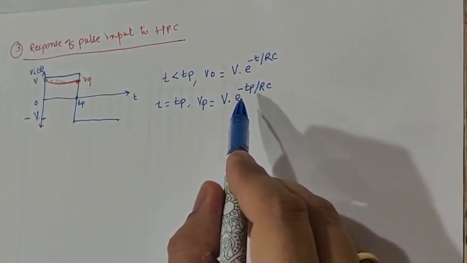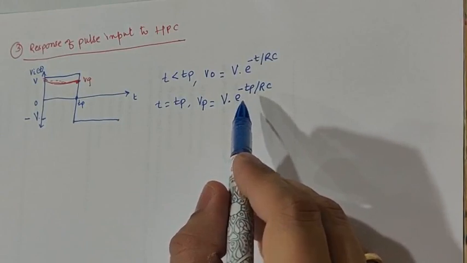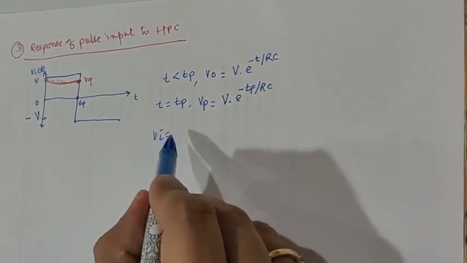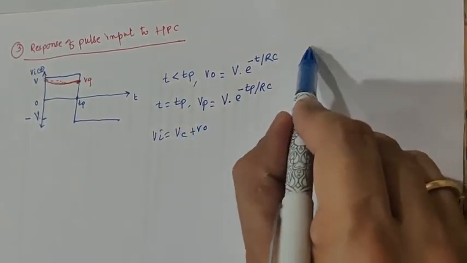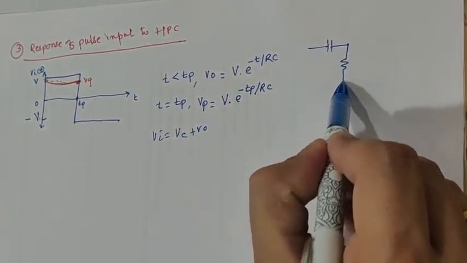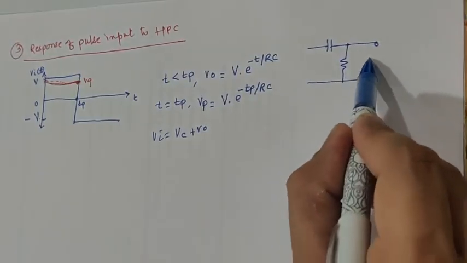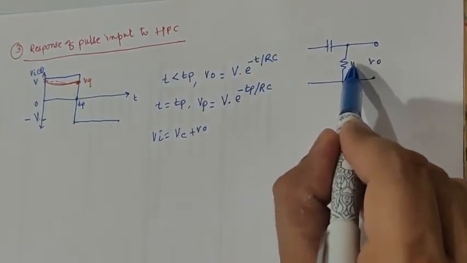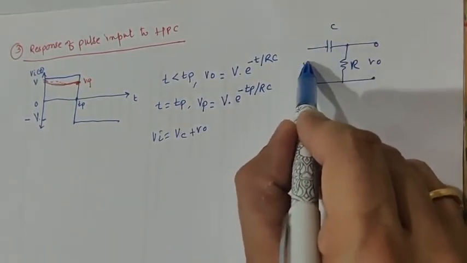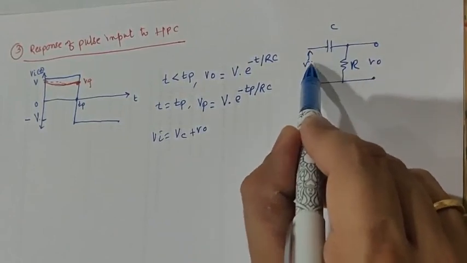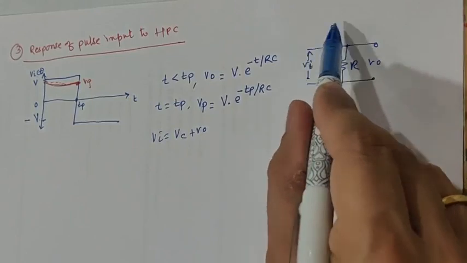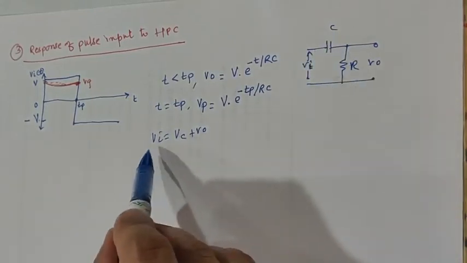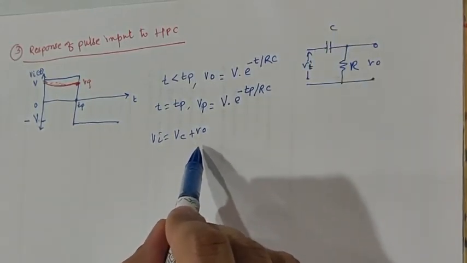Okay, from the circuit of the high pass filter you know that Vi is equal to Vc plus V0. If you remember, I will just sketch a diagram here. This is the capacitance, this is the resistance, and this is the output that you get. So it is V0, this is resistance, this is capacitance, and this is your input voltage Vi. This input voltage Vi gets dropped into two parts: voltage across capacitance and voltage across resistance. That is, Vi is equal to Vc plus V0.